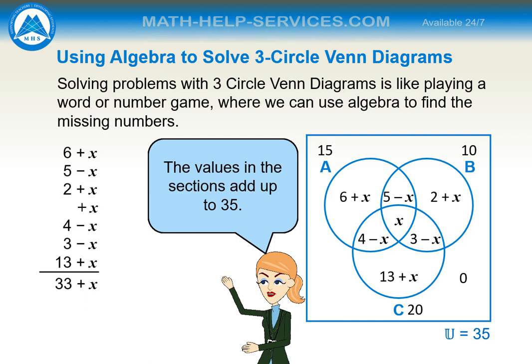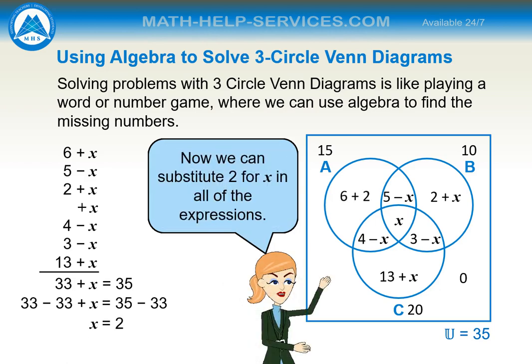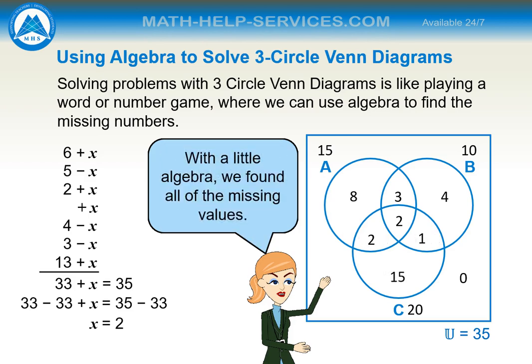Summing all these up, we get 33 plus x. We know that equals 35. Now we can subtract 33 from both sides, and we see that x is 2. Now we can substitute 2 for x in all of the expressions. With a little algebra, we found all of the missing values.